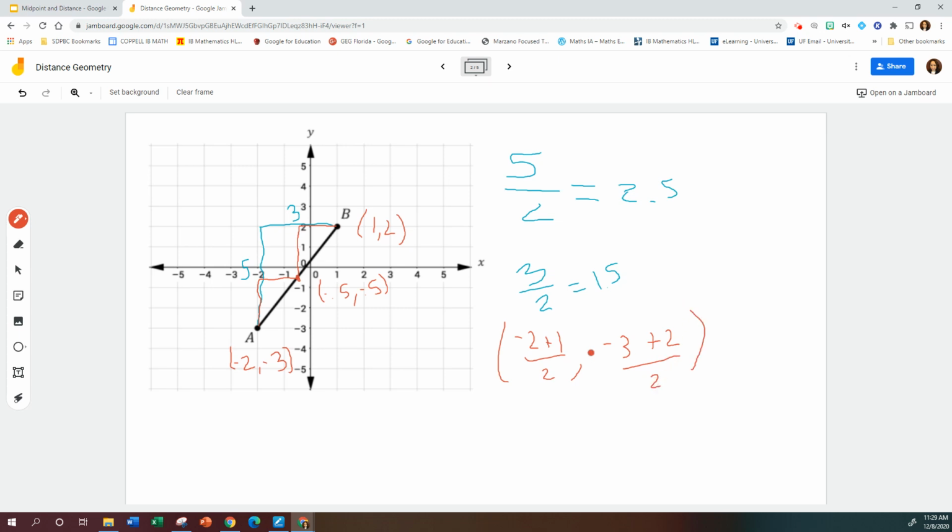Okay, here's where it gets tricky. -2 plus 1 is actually -1, divided by 2. And then -3 plus 2 is also -1, divided by 2. Remember that -1/2 is the same as -0.5. So we got the same exact thing as we did when we counted. Whichever one makes the most sense, you could leave it -1/2 or -0.5. This is the midpoint of A to B.